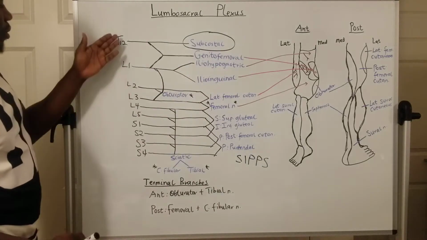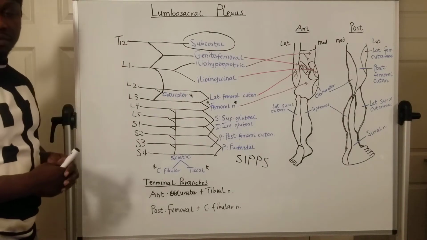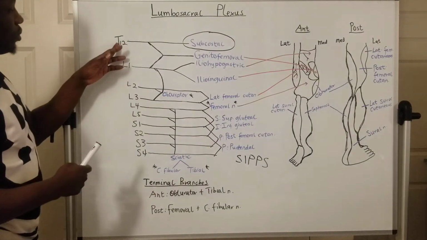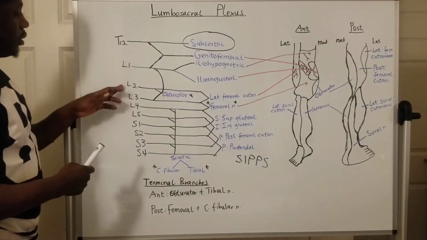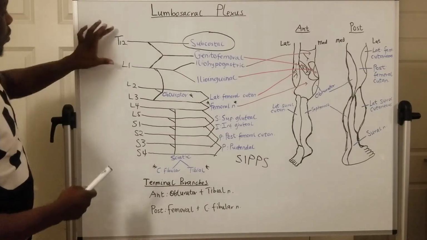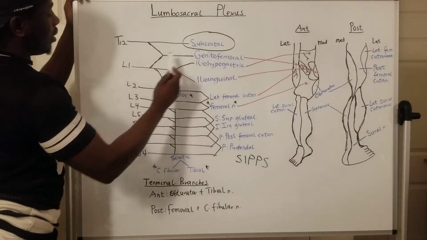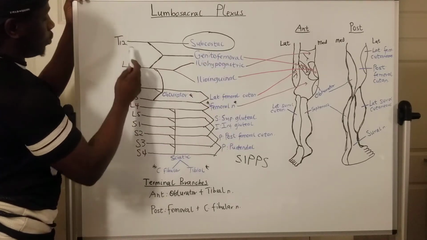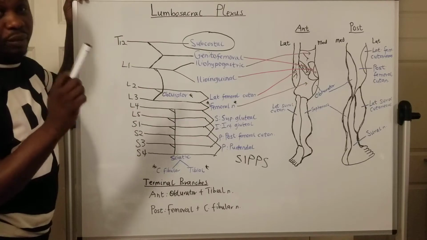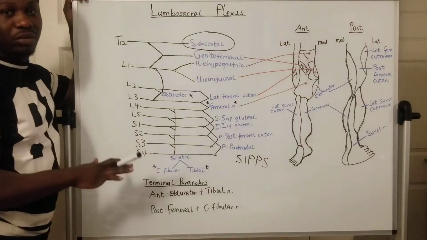But let's start. How do I go about this? First of all, you start by writing your T12, L1, L2, L3, all the way to S4. After you write these down, then you draw horizontal lines for each one of them, all the way from T12 to S4. Remember, T12 is the subcostal. It's not part of the lumbosacral plexus.